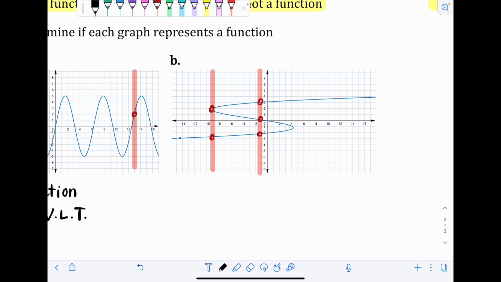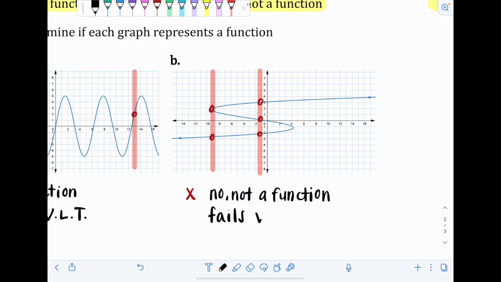If there's any possible vertical line that you put on your graph and there's more than one intersection point with the graph itself, that means it fails the vertical line test and it would not be a function. So this one would fail. We'd say no, not a function. And then we could go one step further and say it fails the vertical line test.